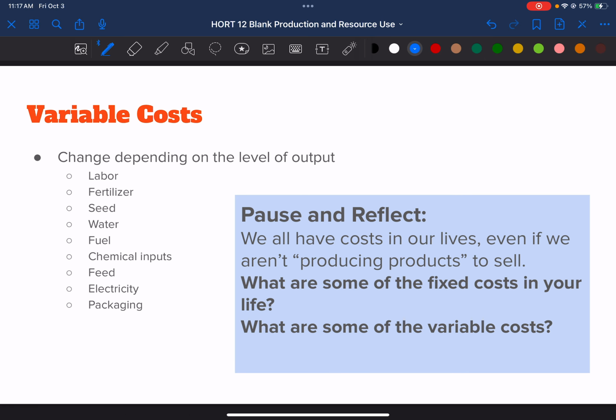So let's do a pause and reflect. We all have costs in our lives. Even if we aren't producing products, we all have fixed costs and we all have variable costs. So jot down some of the fixed costs in your life and then write down some of the variable costs. What are they?